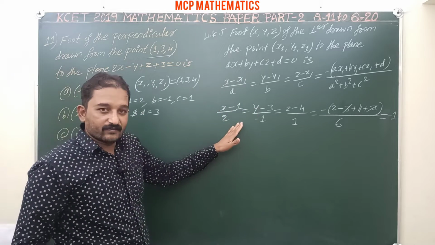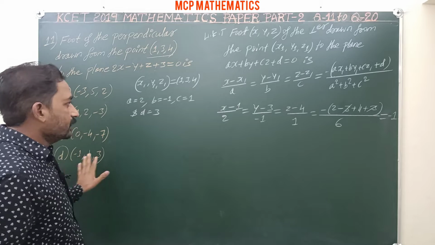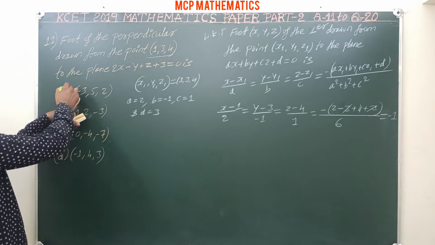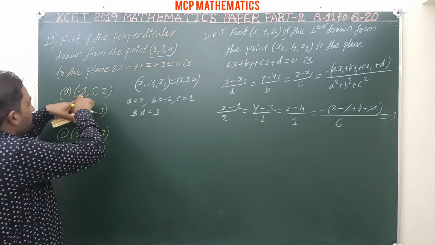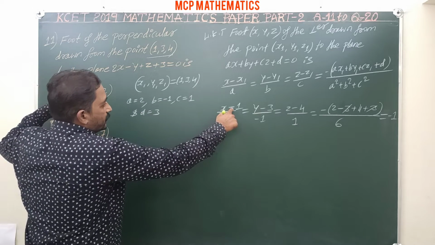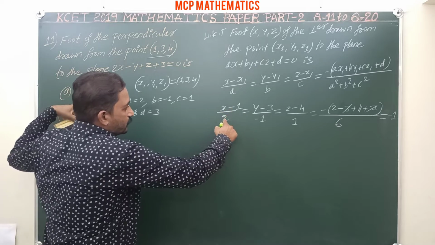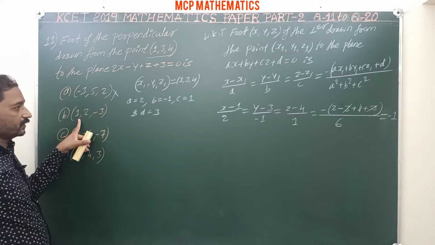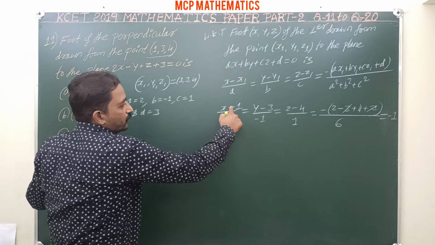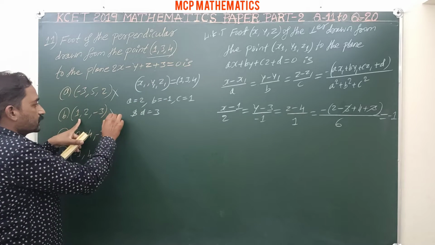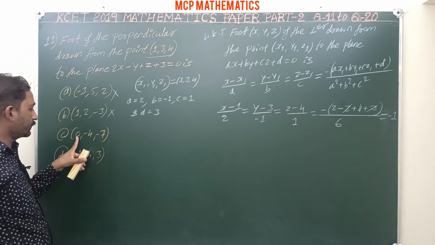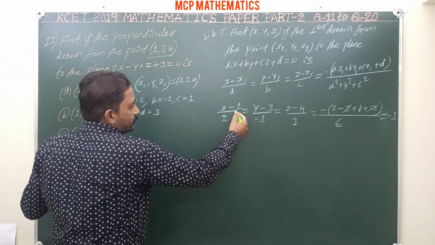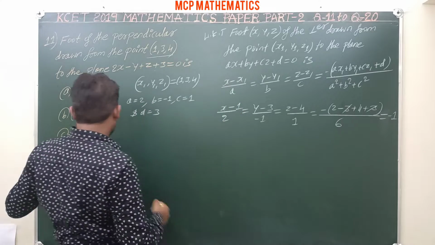This equation satisfies which of the following options, that is the correct one. Here we take option A, put x is equal to minus 3: minus 1 minus 4 divided by 2 is minus 2, which is not equal to minus 1. So this option is wrong. Next we take the second option, put x is equal to 1: minus 1, 0 is not equal to minus 1. This is also wrong. Next we take the third option, x is equal to 0, which means minus 1 by 2. This is not equal to minus 1, so this is also wrong.